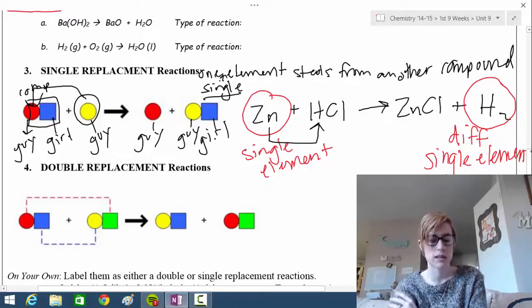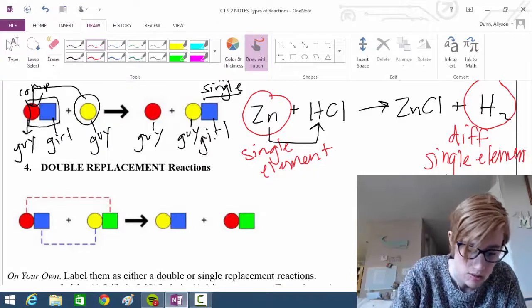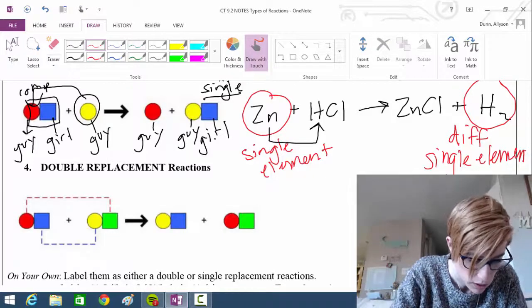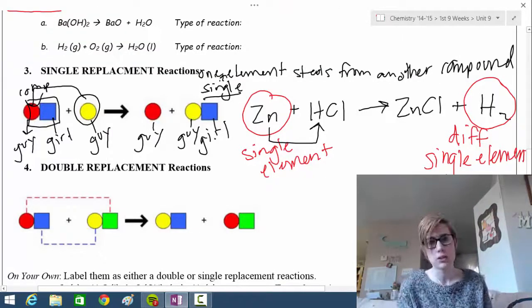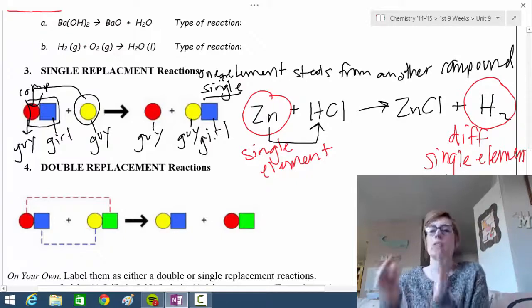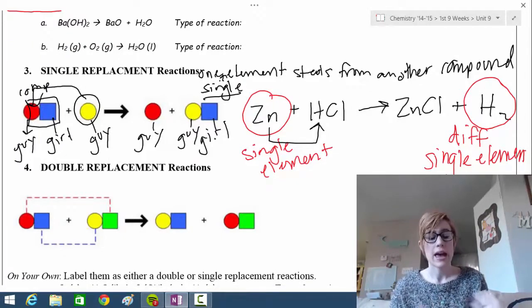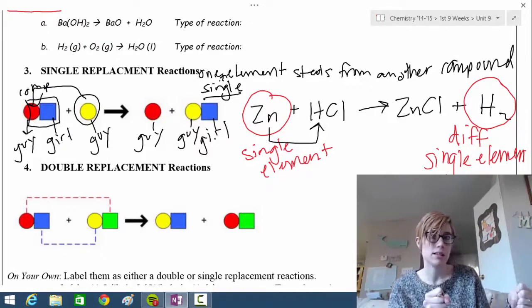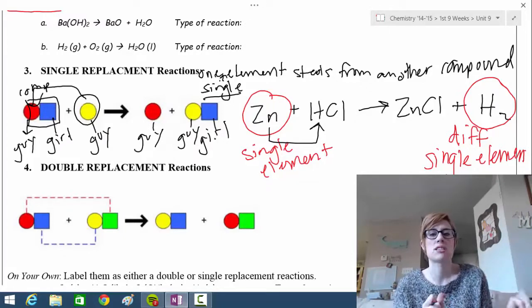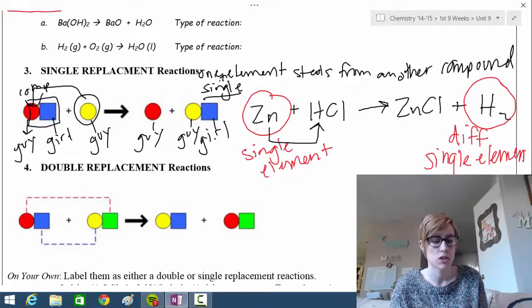Okay, what about double replacement? Double replacement is things just get weird, man. Things get weird. What happens is you have a compound, and then you have another compound, and the first element in both of those compounds just decide, hey, I'm bored in my current relationship, and so they both end up switching partners.